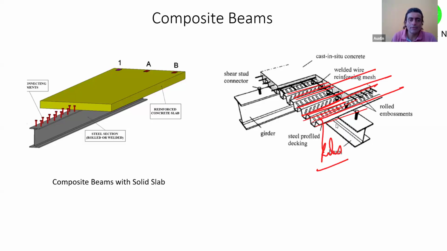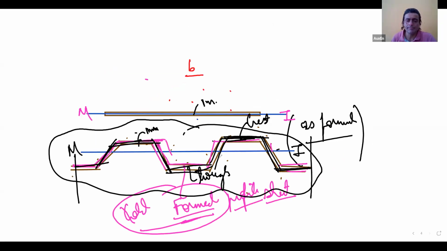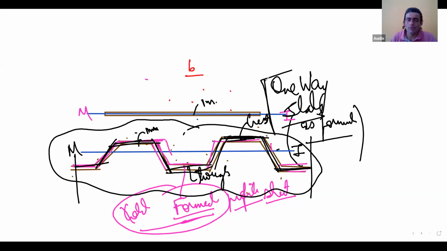Now just looking at the profile, you need to understand one very important thing with composite deck slabs, that these essentially act as one-way slabs. Whenever you put deck slabs, that is profiled metal decks with concrete topping, they will essentially act as one-way slabs. If I were to ask you in which direction they will act as one way, I just said they will act as one-way slabs, but in which direction will they act as one way?